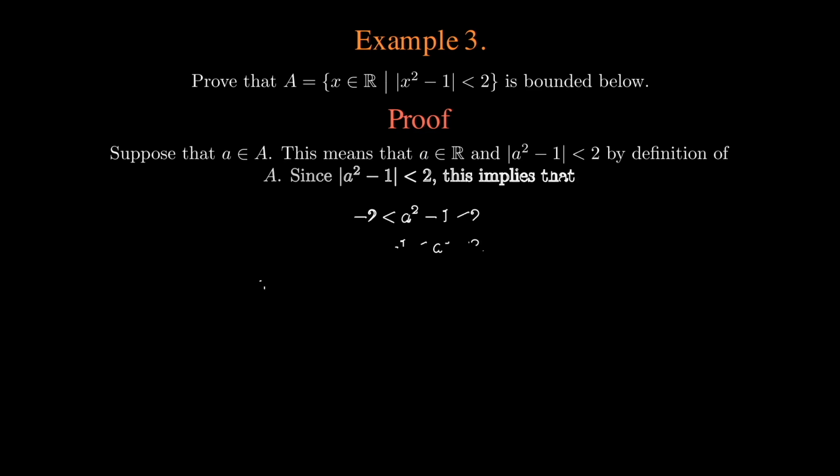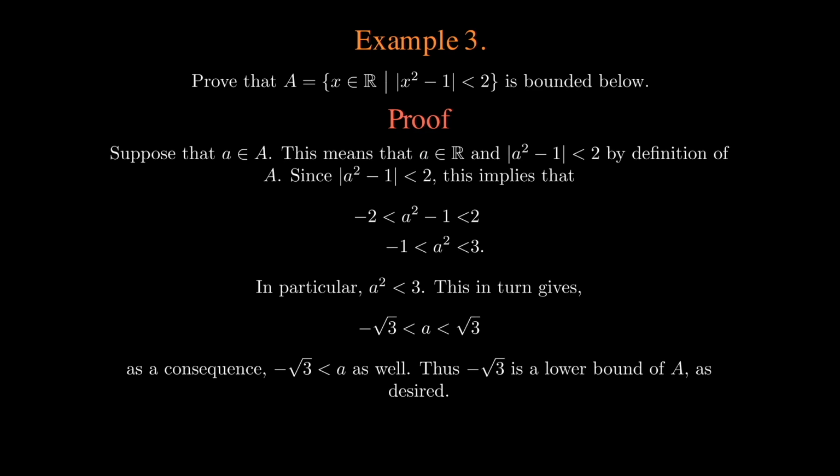Now, formalizing this into a proof, we start again by choosing an arbitrary number in our set. We unpack the definition of what it means to be in the set A, then use our scratch work to determine that negative square root 3 is a lower bound of A, telling us that A is bounded below as desired.